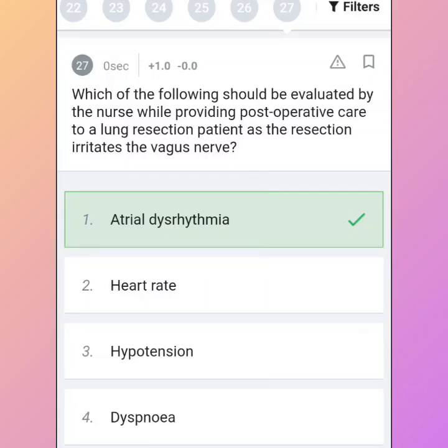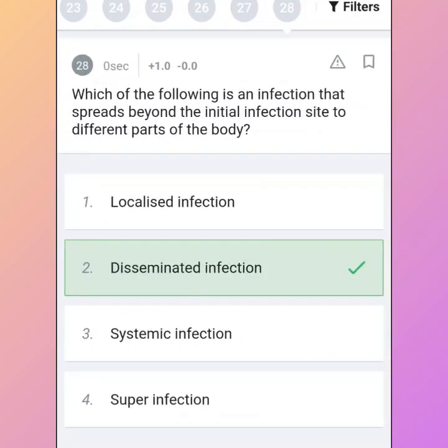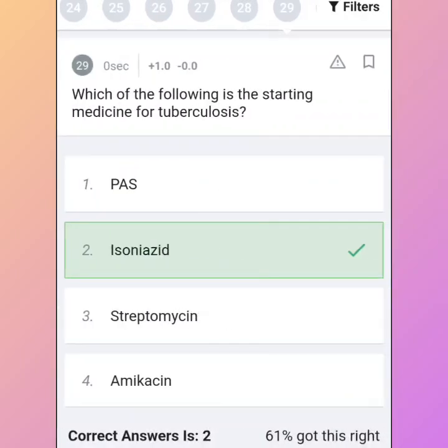Option first, atrial dysrhythmia. Which of the following is an infection that is spread beyond the initial infection site to a different part of the body? Option second, disseminated infection. Question number 29. Which of the following is the starting medicine for tuberculosis? Option second, isoniazid.